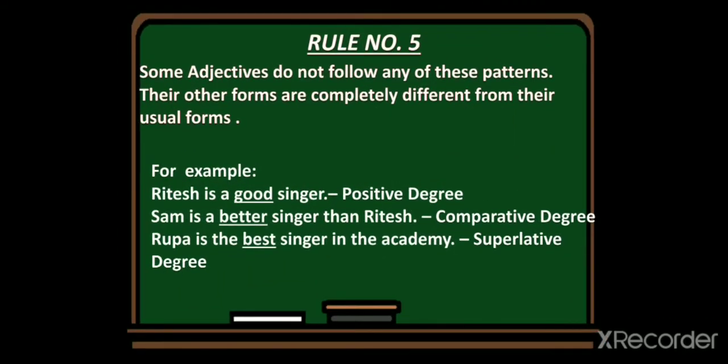Rule number 5. Some adjectives do not follow any of these patterns. Their other forms are completely different from their usual forms. For example, Ritesh is a good singer. Good is in positive degree. Sam is a better singer than Ritesh. Better is in comparative degree. Rupa is the best singer in the academy. Best is in the superlative degree.